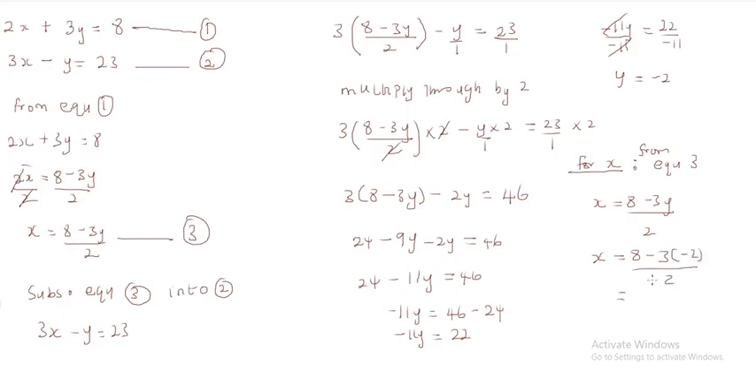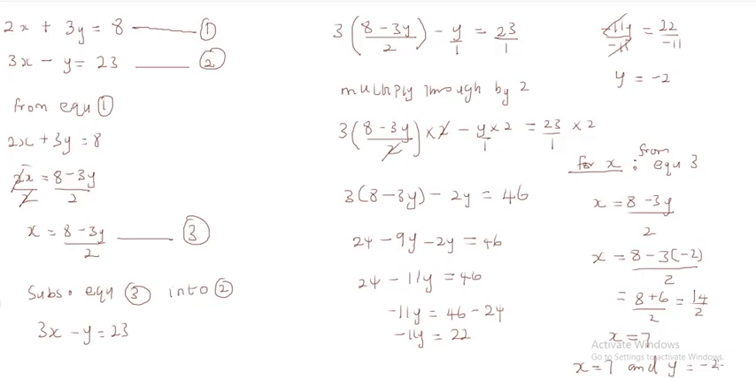From here, I have x is equal to 8 minus 3 times minus 2, which is plus 6. This is 8 plus 6 over 2. 8 plus 6 is 14 over 2. That means that x is equal to 7. This means that my x value is equal to 7 and my y value is equal to minus 2. Now you can do the checking we did before to confirm whether the answer is true or false.